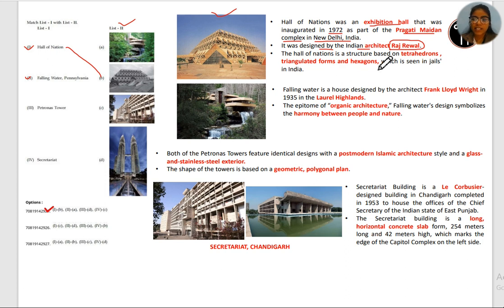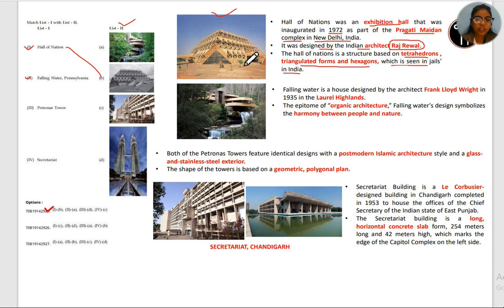The Hall of Nation is a structure based on tetrahedrons and triangulated forms of hexagons, which is seen in the Jali in India. As you can see, the tetrahedron triangulated forms and the hexagon comprise the structure of the Hall of Nation, which is in Pragati Maidan, New Delhi.